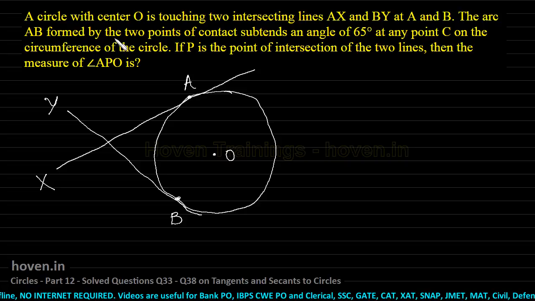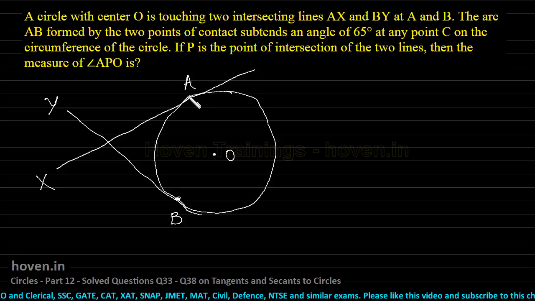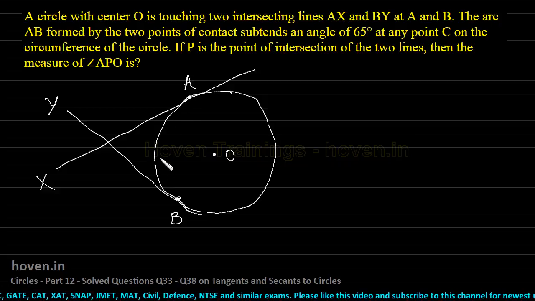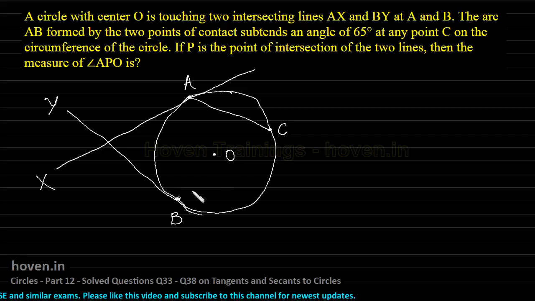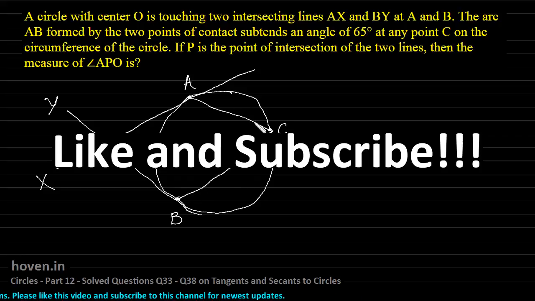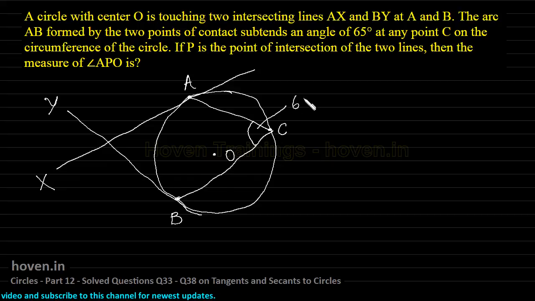The arc AB formed by the two points of contact subtends an angle of 65 degrees at any point C on the circumference of the circle. This arc AB is subtending, let us say, any point C on the circumference, and when we join it, this angle is 65 degrees.